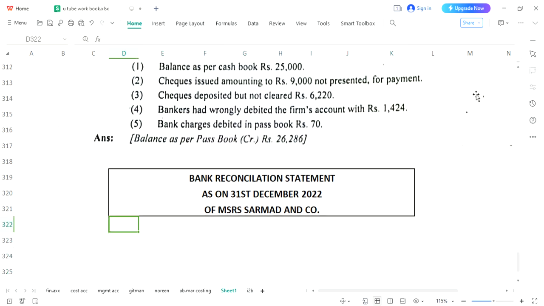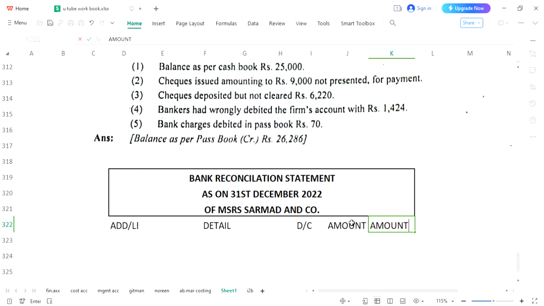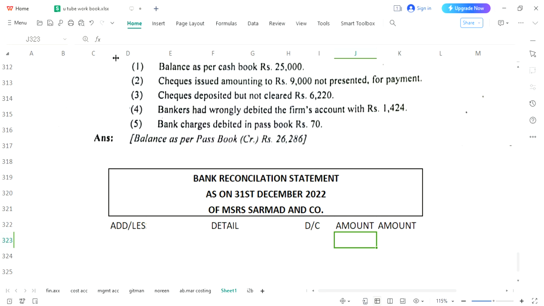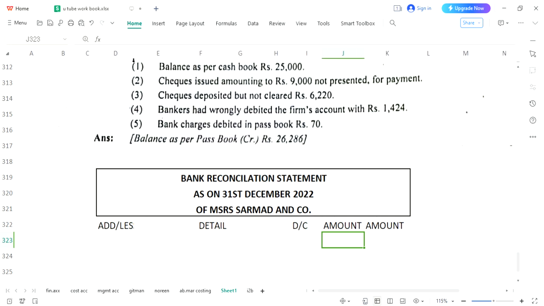Now, the next part is you will write add or less. It would be decided over here. And then here you will mention the detail of entry, then debit or credit. This is your next heading. After which you will have the next column, which would be for amount, and again the next column would also be used for the amount. Here we need some extra space, so let's make it, and in this way we will have our proforma ready to do.